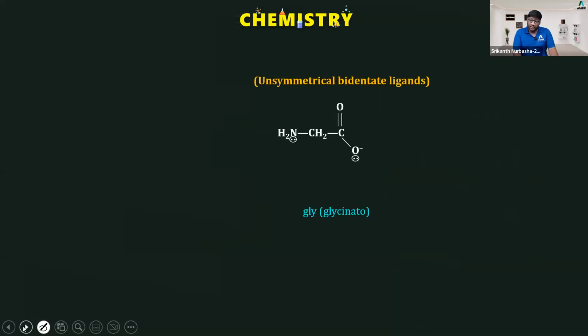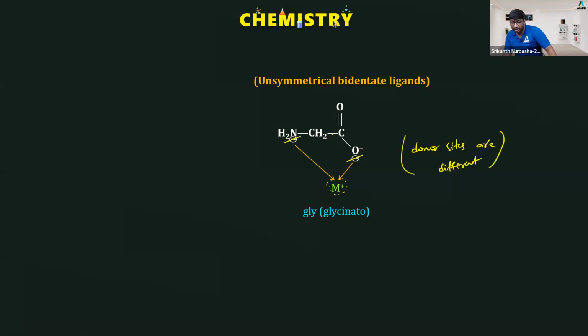Then comes the unsymmetrical bidentate ligands like glycinato. So here we have one electron donating atom, nitrogen, and the other, oxygen. So NH2, CH2, C double bond O minus. Now nitrogen is donating as well as oxygen is donating. Both are now donating to the central metal ion, M plus. So do we have same donor sites or different donor sites? Different donor sites. That is why it is a case of unsymmetrical bidentate ligand.